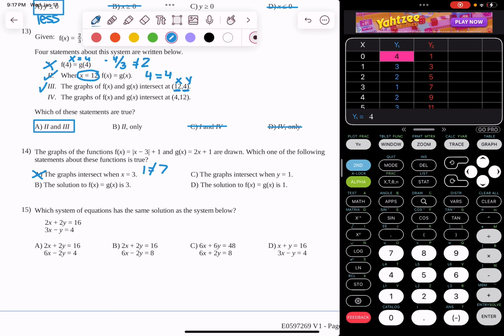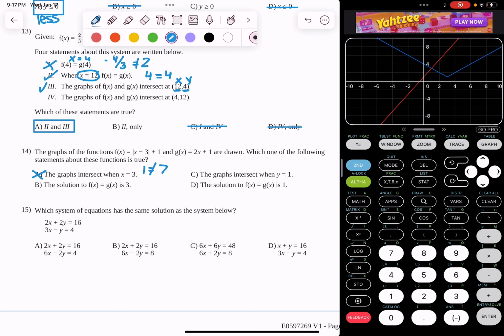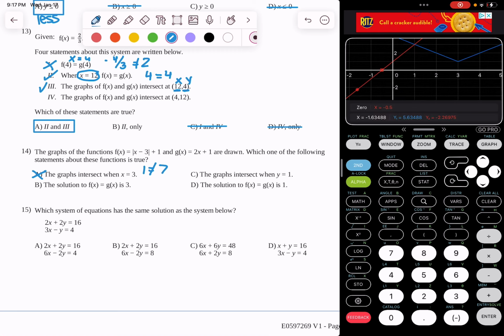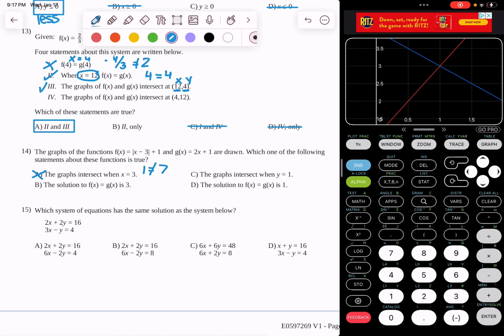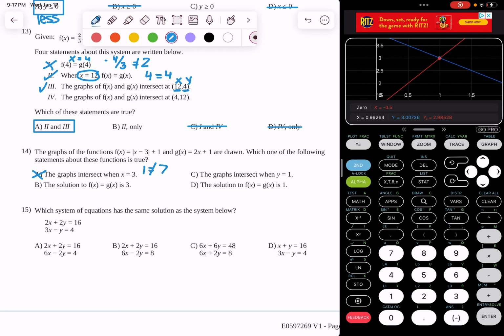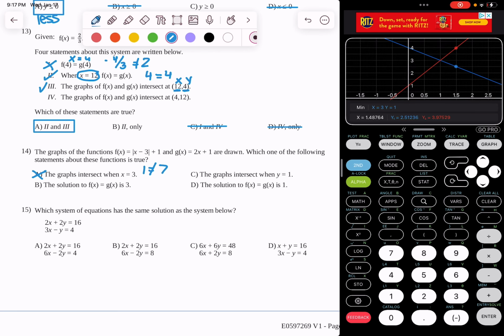Why am I not finding it? Let me go look at the graph again. I want to see what this number is right here, what that point is. Sorry, it's kind of hard to see on this graph. Pretty sure it's 1, 3. Pretty sure it's 1, 3. Let me go back to the table.